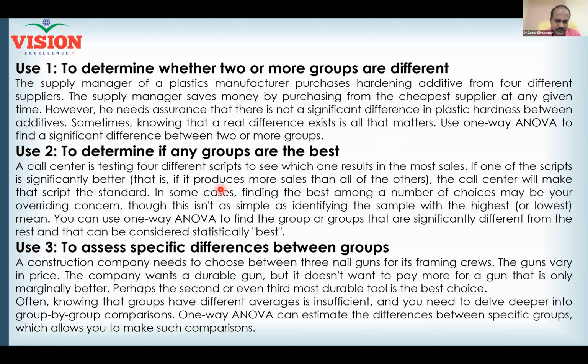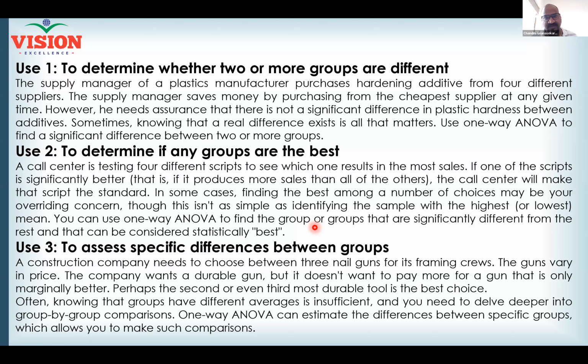Chandru, can you now read the scenario? A call center is testing 4 different scripts to see which one results in the most sales. If one of the scripts is significantly better, that is, if it produces more sales than all of the others, the call center will make that script the standard.